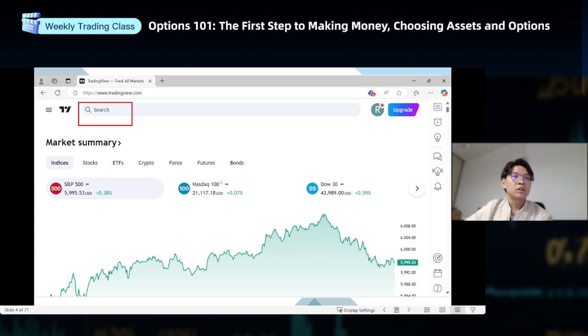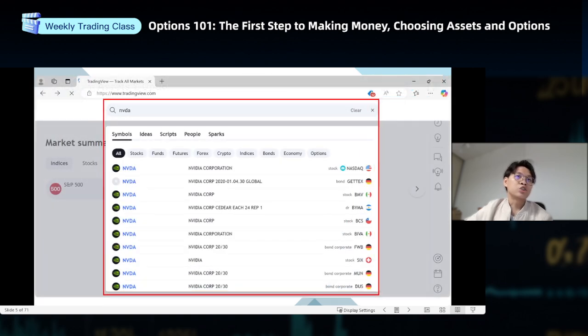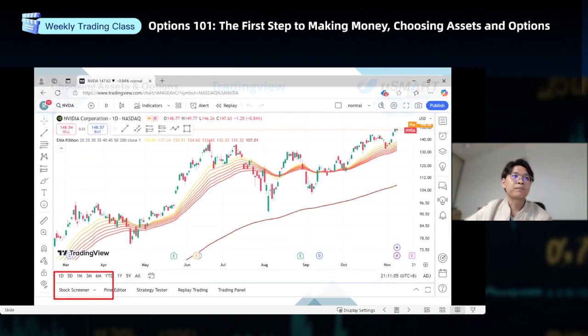Okay, first of all, you will see this interface, and then you will need to go into the chart mode before anything. So you can just randomly search any stock. In this case, you click on the search button on top and then you key in something else. Then it will show up something like this, and you can just pick whatever you want, and then it will just directly transfer you into the chart mode.